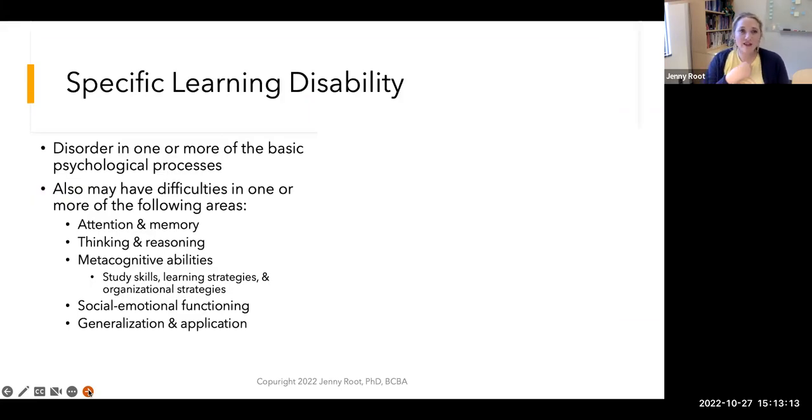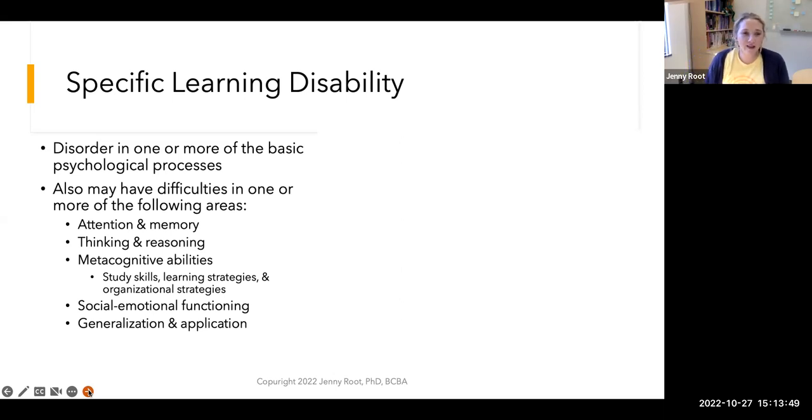So as I mentioned, a developmental language disorder, they may be considered to have a specific learning disability. So if they had an IEP in school, or if they're receiving accommodations, it might be based on this eligibility category. So a specific learning disability is a disorder in one or more of the basic psychological processes. And these individuals may have difficulty with attention and memory, thinking and reasoning, our metacognition, which is thinking about your own thinking. So sort of being aware of that.